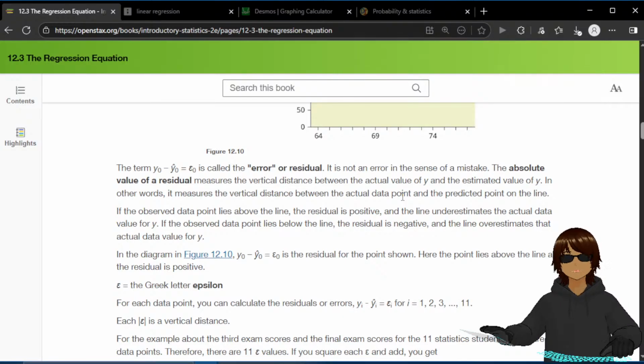If the observed data point lies above the line, the residual is positive, and the line underestimates the actual data value for y. If the observed data point lies below the line, the residual is negative. The line overestimates the actual data value for y.